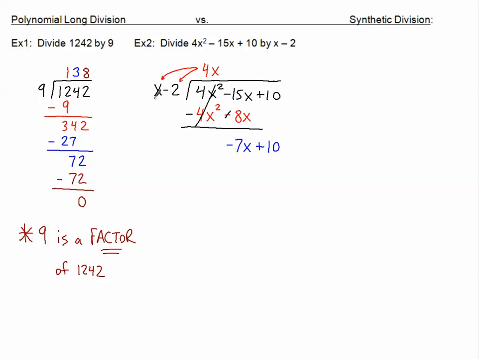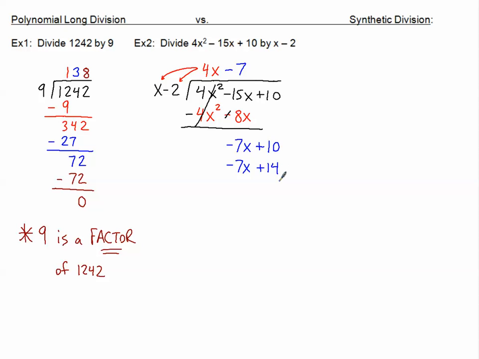I take this x, and I see how many times does x go into negative 7x? Or rather, what do I need to multiply x by to get negative 7x? And the answer is negative 7. And then I distribute backward. Negative 7 times x is negative 7x. And negative 7 times negative 2 is positive 14.